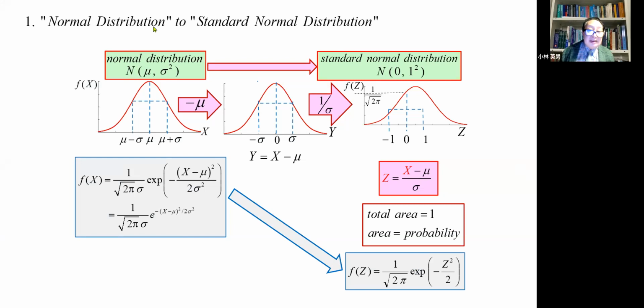Number 1, normal distribution to standard normal distribution. When we deal with normal distribution in mathematics, we usually deal with a standard normal distribution, not normal distribution. Because when we say just normal distribution, this is expressed in math symbol like this. And this N stands for normal distribution. And in parentheses, mu is the mean, sigma squared is a variance. So these two are used variables.